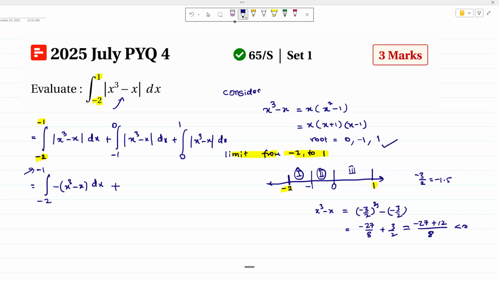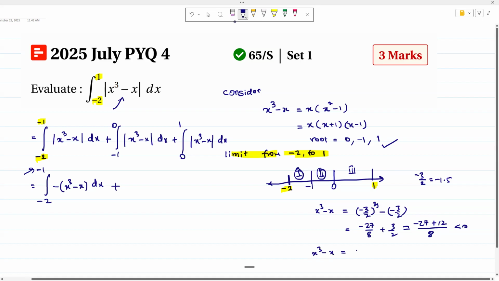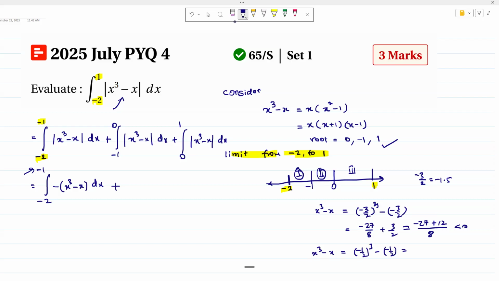Understood? And look at the next interval, -1 to 0. Between -1 and 0, there is -1/2, right? Now I am substituting -1/2 in x cube minus x. So (-1/2) cube minus (-1/2). So this is -1/8 plus 1/2. Of course it is positive, since 1/2 is more than -1/8, right? So remove the modulus sign and take x cube minus x as a positive quantity.